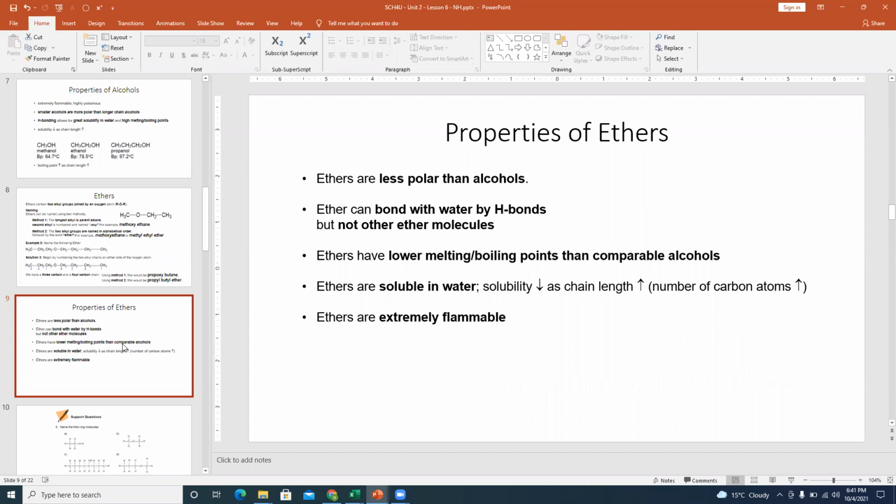That also makes sense because, if you remember, the chain would be a hydrocarbon chain, and hydrocarbons are not very soluble in water. So as the hydrocarbon part gets longer, the molecule becomes less soluble in water. And the ethers are extremely flammable because they have these hydrocarbons attached to them, and hydrocarbons in general are good fuels. They're very flammable.